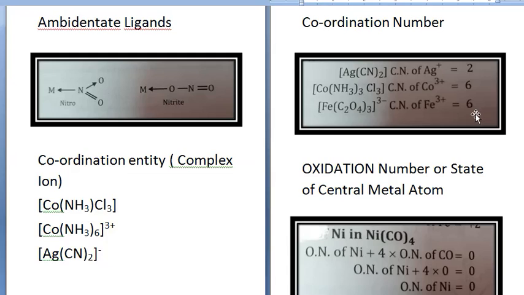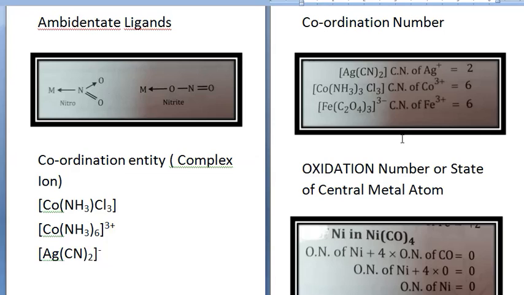Why is that? You will wonder, because there are only 3 C2O4, but I am saying the coordination number is 6. This is because C2O4, oxalate, is a bidentate ligand, and each oxalate molecule should be counted as 2. So 3 into 2, 6.